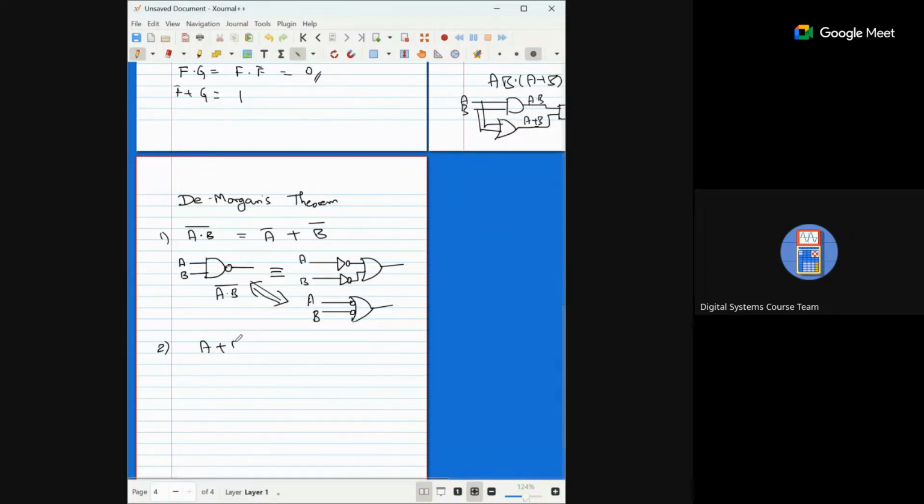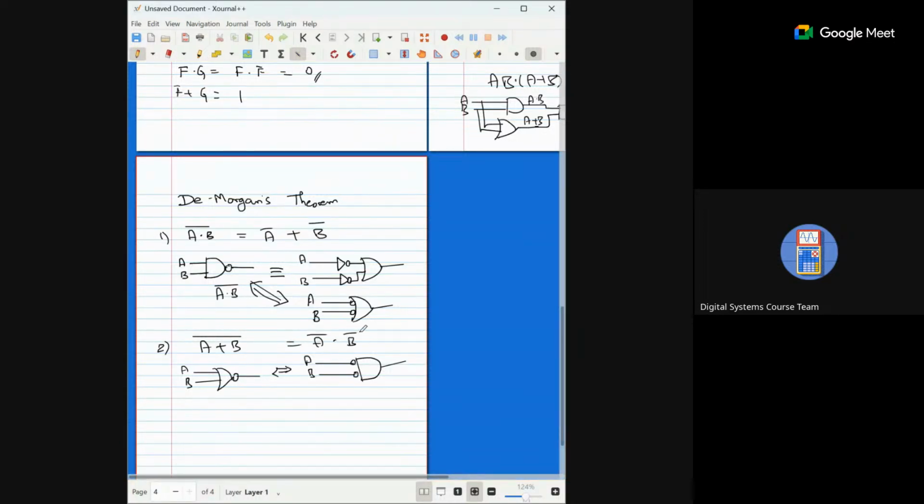Similarly, if I have A or B, which is an OR gate, that is equivalent to complemented inputs of an AND gate, A bar dot B bar. Is it fine? Yes, sir. So far, any question regarding this?